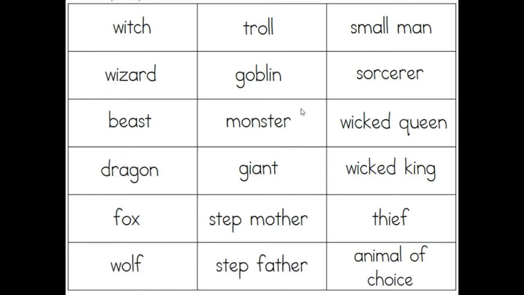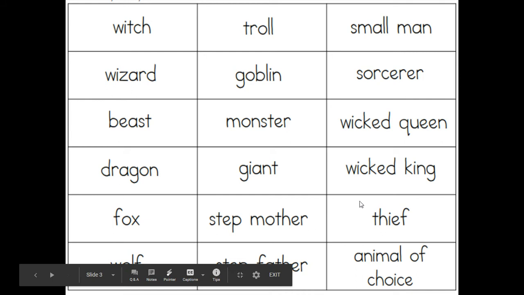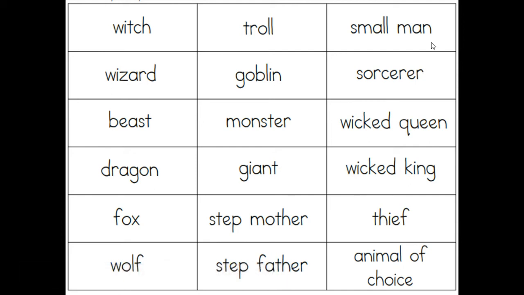We might have monsters or trolls or giants, that evil stepmother or stepfather, the wicked queen and the wicked king, the thief, a sorcerer, or a small little man. In a lot of the fairy tales that we read, these are our typical bad guys, our tricksters, our sneaky ones, the ones that are causing the main character a problem. So if we know which characters are typically our good characters and which characters are typically our bad characters, it makes it easy for us to follow the story. It makes it easier for us to predict what the character is going to do because we've seen them in many of the other books that we've read.